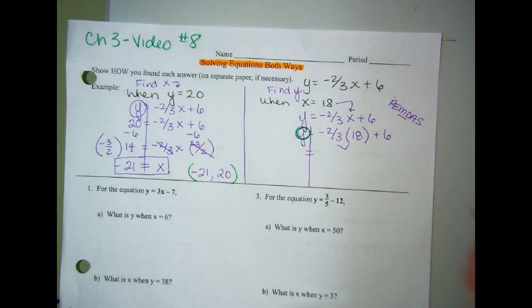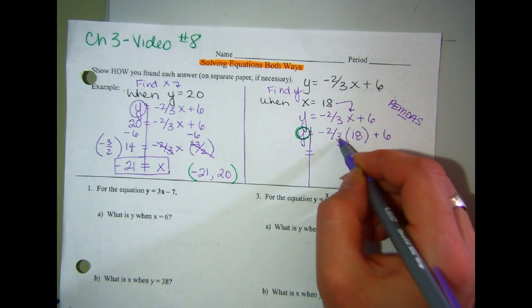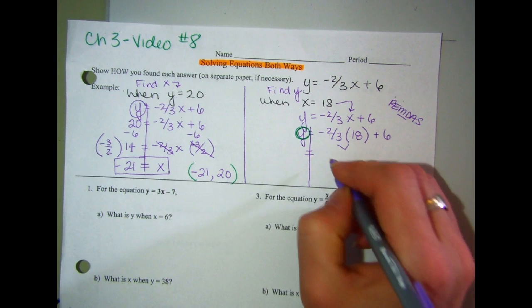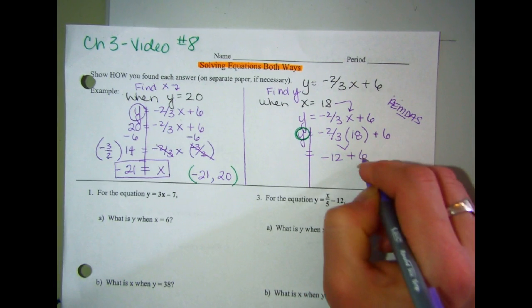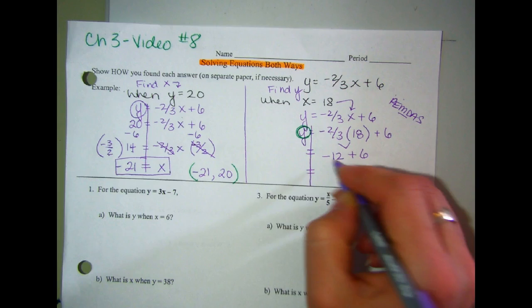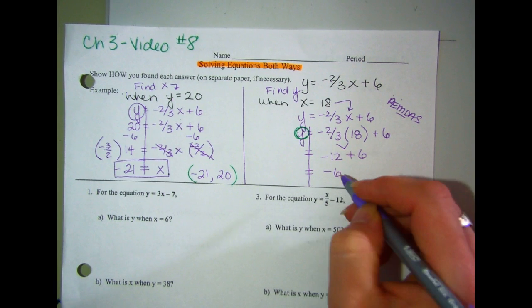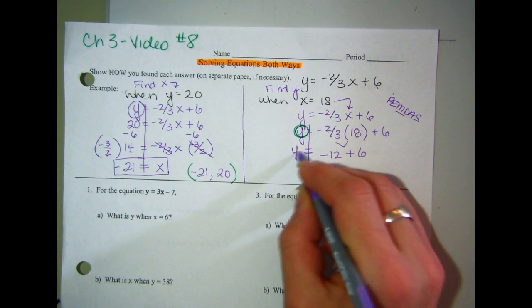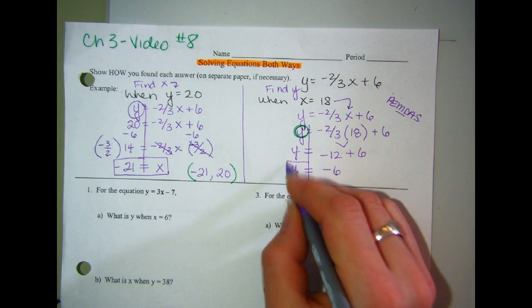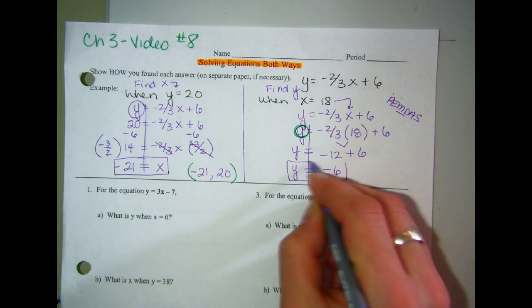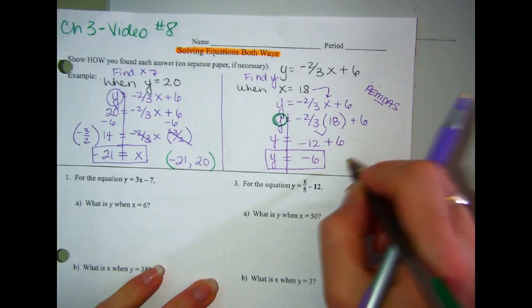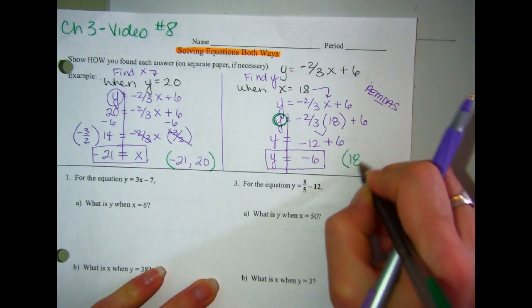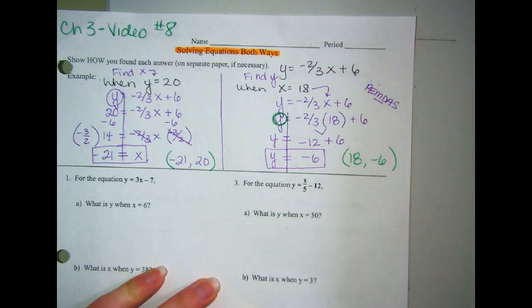Remember, use our shortcut. So 18 divided by 3 in your head, that's 6, times the negative 2. So it looks like I get negative 12. And then bring down my plus 6. And negative 12 plus 6 is negative 6. So there's no canceling out here. I'm just doing the math, working it out, and getting an answer. So again, if I wanted to put that together, I could say when x is 18, y is negative 6. Okay?